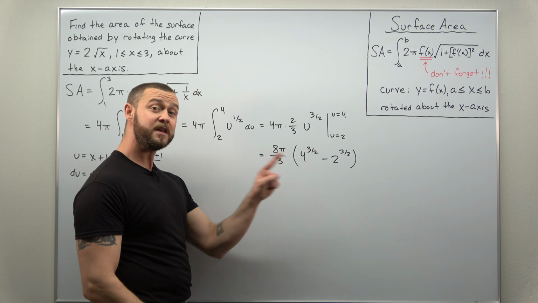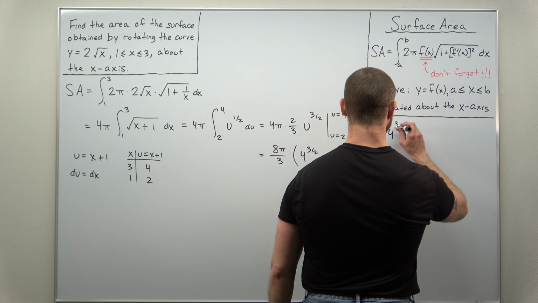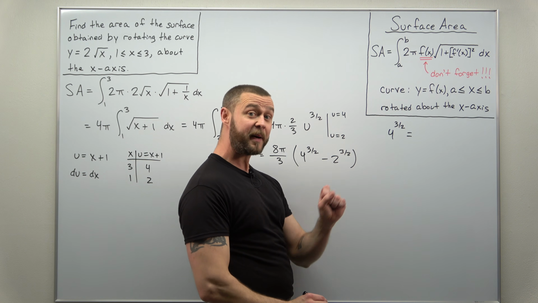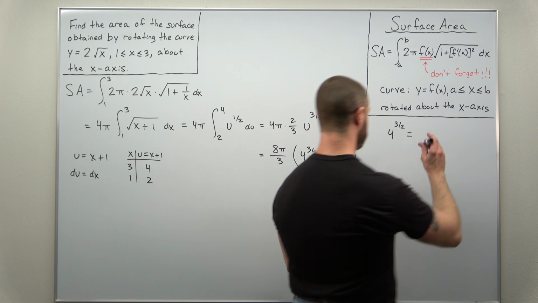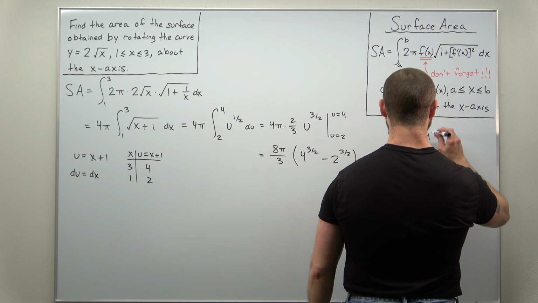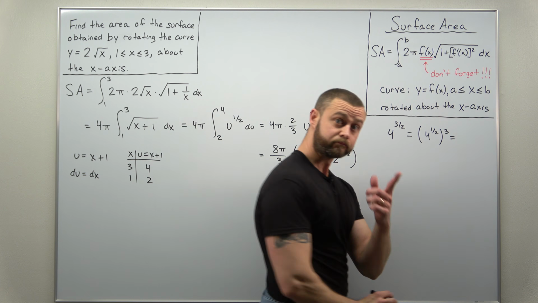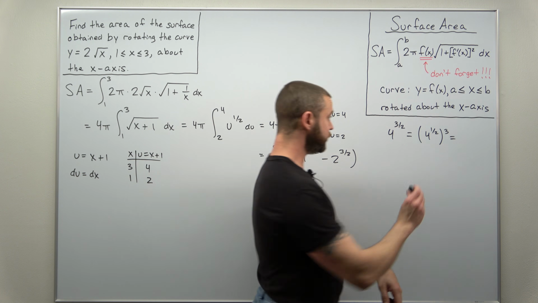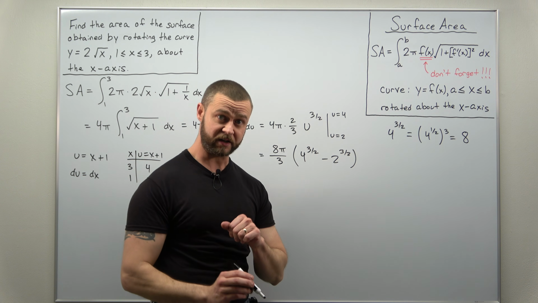And first, let's go to the 4 to the 3/2 power. We're going to recognize the 1/2 power as a square root. Square root of 4, that's 2. So let's split this up as 4 to the 1/2 power. Then we'll cube that. Inside the parentheses, that's the square root of 4, which is 2. 2 cubed, that comes out to 8, which is pretty nice.